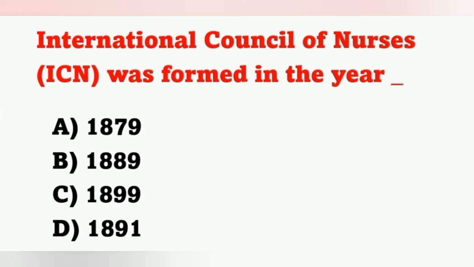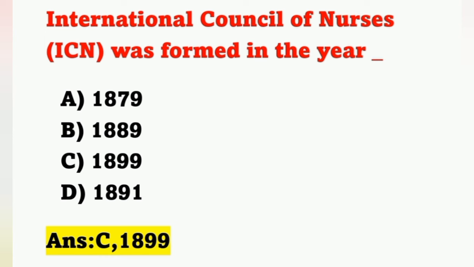Move on to the next question. The International Council of Nurses (ICN) was formed in the year: option A 1879, option B 1889, option C 1899 and option D 1891. ICN, the International Council of Nurses, was formed in the year 1899. Option C is the correct answer.